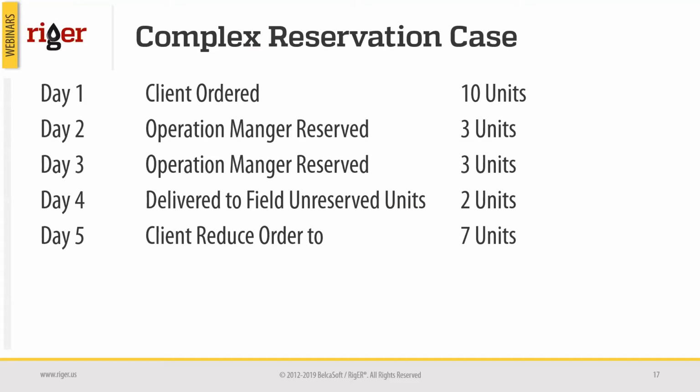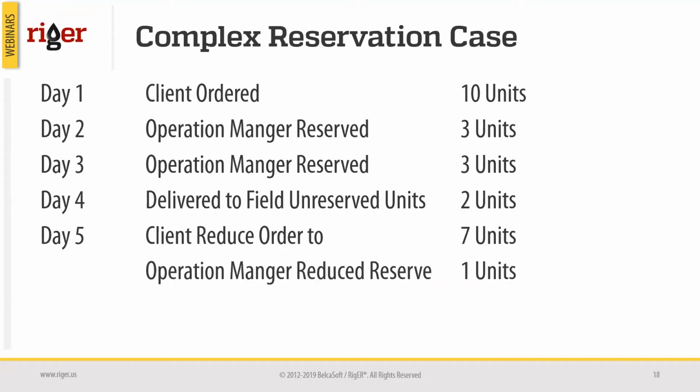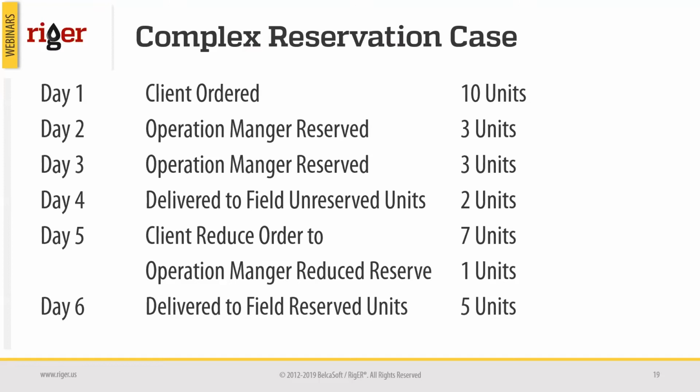Another complexity which can happen in real life is that the client can reduce the order to 7. In this case, we have over-reserved by 1 unit, and the manager needs to reduce the reserve by 1 unit, entering a new document. After that, we can ship and deliver those 5 units and start the rental job with the entire 7 units which the client ordered.